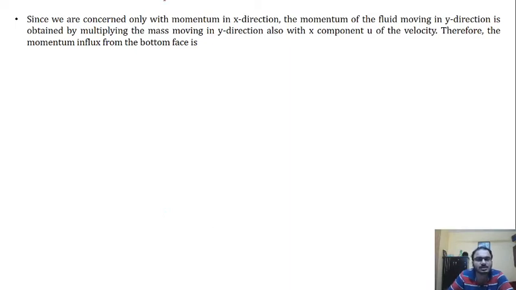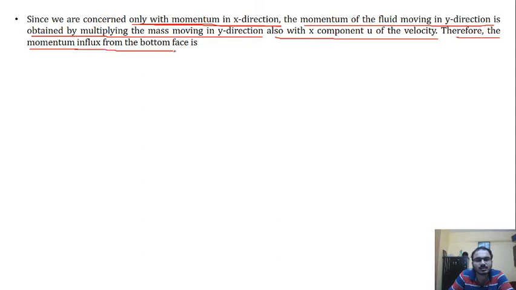Since we are concerned only with momentum in x direction, the momentum of fluid moving in y direction is obtained by multiplying the mass moving in y direction, that is my, also with x component u of the velocity. Therefore momentum influx from the bottom face is given by my into u.